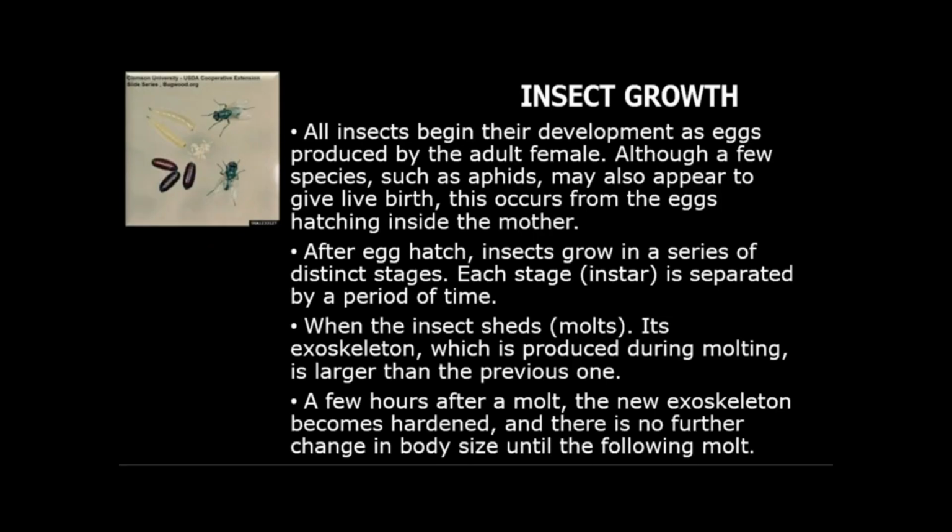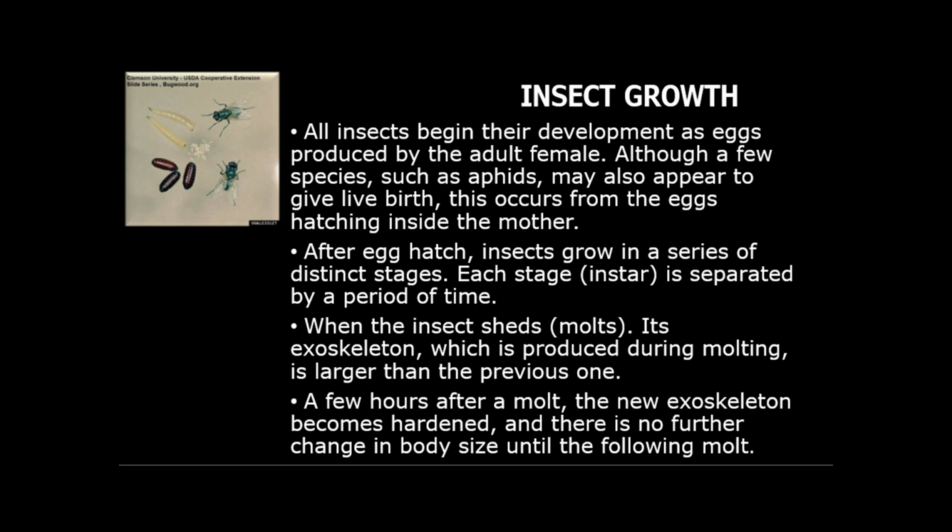Insect growth. All insects begin their development as eggs produced by the adult female. Although a few species, such as aphids, may also appear to give live birth, this occurs from the eggs hatching inside the mother. After egg hatch, insects grow in a series of distinct stages. Each stage or instar is separated by a period of time.